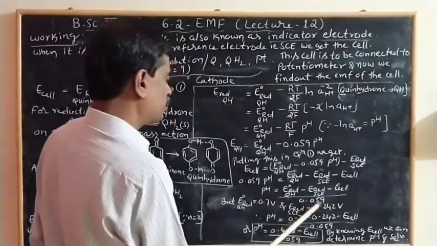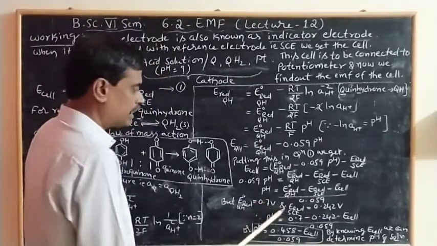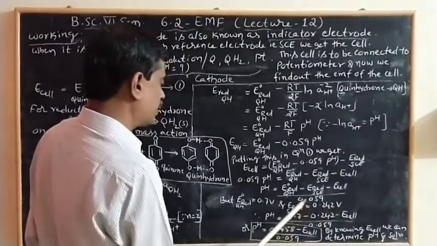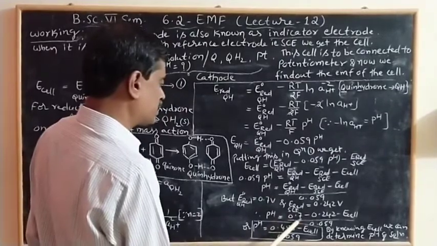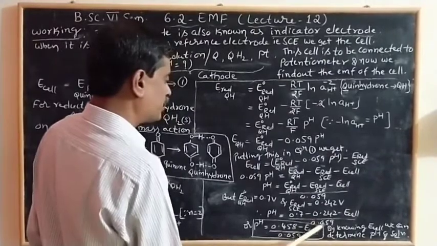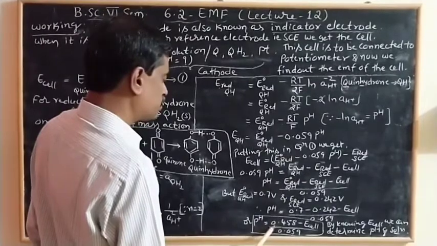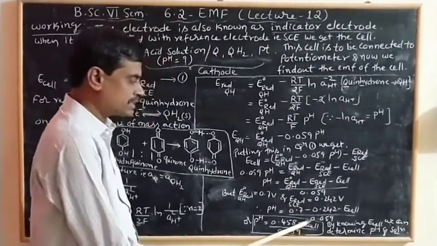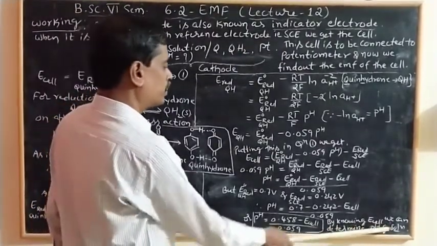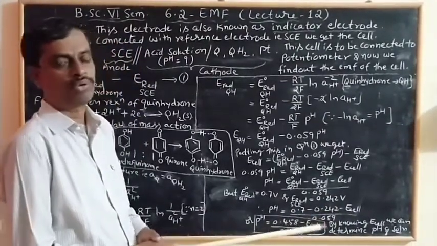divided by 0.059. But E naught reduced QH is found to be 0.7 volts and E reduced standard calomel electrode is equal to 0.242 volts. By putting these two values in this, we get pH equal to 0.7 minus 0.242 minus E cell by 0.059. After simplification, pH is equal to 0.458 minus E cell divided by 0.059. So by knowing the E cell, we can determine the pH of the solution. So this is about the quinhydrone electrode.